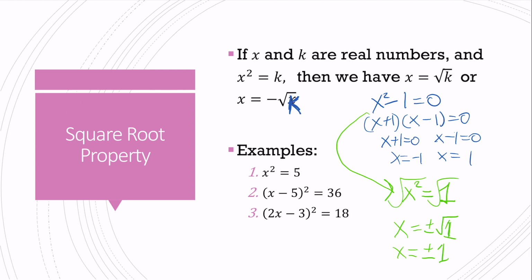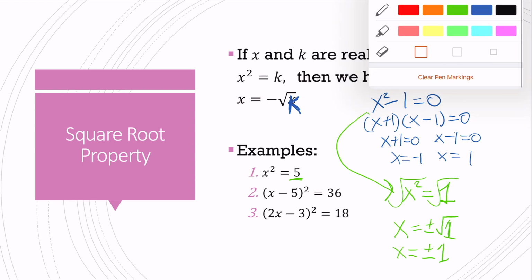But sometimes numbers, like 5, for instance, don't have perfect square roots. So we can use this when we're working with them. So let me clear us a little bit more space.